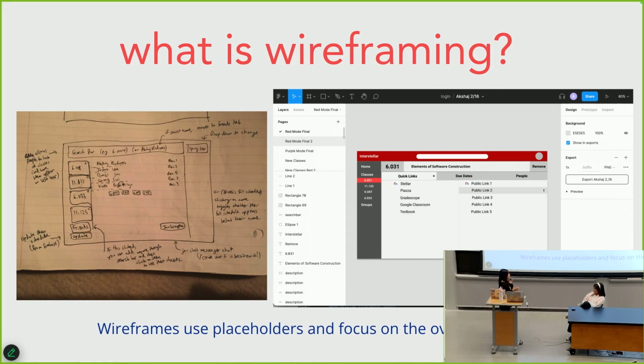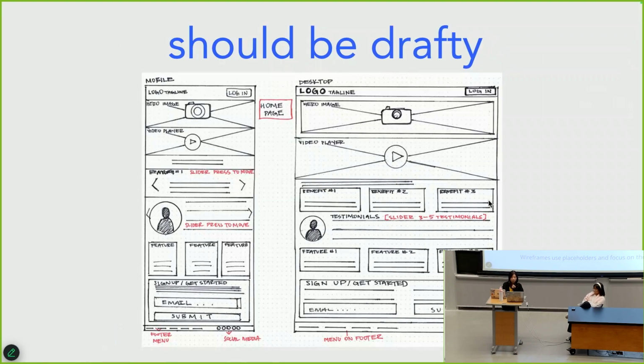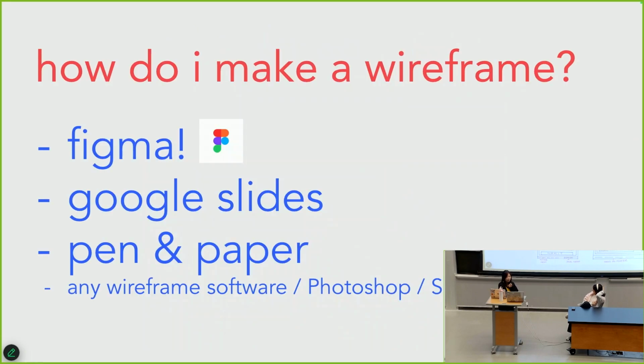So you want to focus on the overall structure of what your application is going to look like and where key elements are going to go. You can see here in this example, they have the sidebar, they know what their nav bar is going to look like, and they know what sort of tabs and pages they want on their application. It can be very drafty, doesn't need to be anything formal. Just think of it as a rough draft mock-up of what your website might look like.